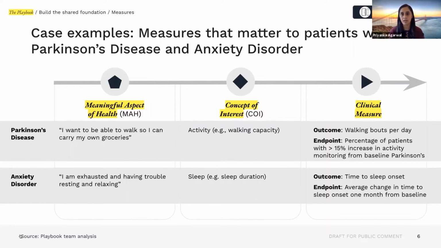That's an area where I think this type of ecosystem can really have an impact, if groups of us are working on things like walking bouts per day and working to contextualize that both clinically and from a regulatory perspective.